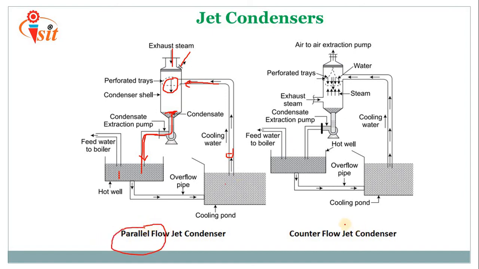When we talk about the counter flow jet condenser, the components used for the parallel and counter flow jet condensers are both the same, only you will get an idea about the air extraction pump. Here it is on the top side. The direction of the water coming from the cooling tower pond is from the top side, and the direction of the steam entering is from the bottom side.